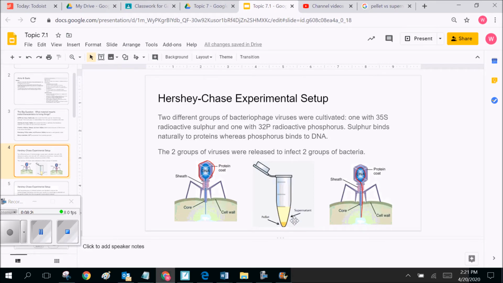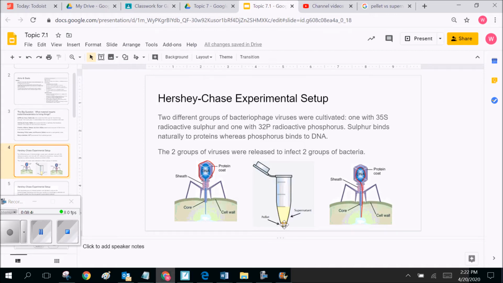So they wanted to see whether the radioactivity would be inside the pellet or the supernatant, and what kind would it be? Would it be 35S or would it be 32P? What they found was that the 35S, which bound to the protein coat of the viruses, so the outside of the viruses, was found in the supernatant to a large degree. The radioactive DNA was found inside the pellets.